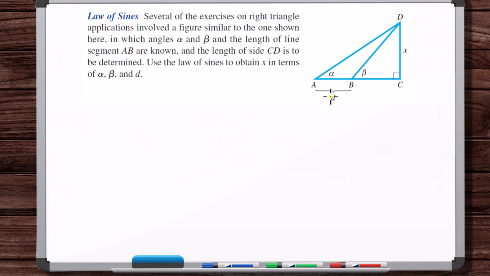In a lot of cases, you'll have this kind of figure here, and you know alpha, beta, and d, but you don't know x. So they're asking us to solve for the unknown parameter x in terms of these known parameters using the law of sines.